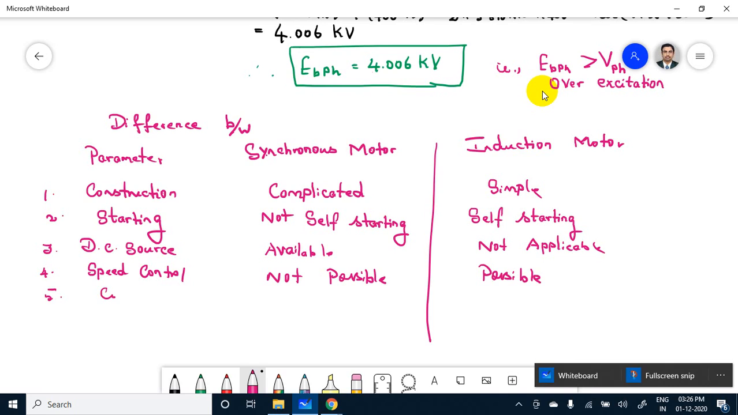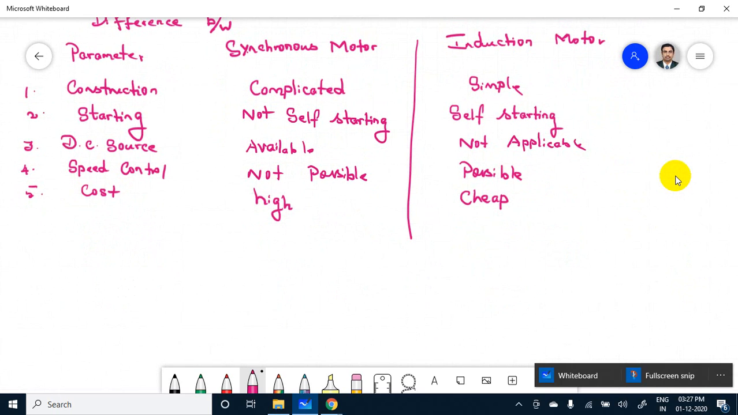Fifth, cost. It is very high for the synchronous motor, while the induction motor is cheap. Sixth point, speed. Here the machine is running at constant speed. In the induction motor, it is variable.